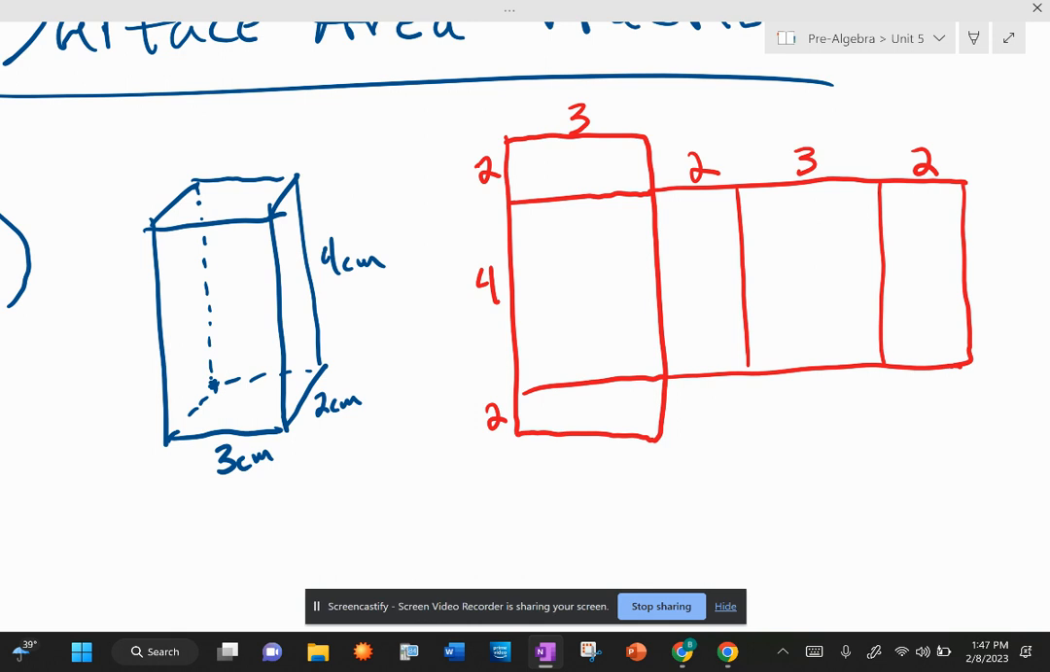Because surface area is a two-dimensional measurement of a three-dimensional shape, okay? Because we are only measuring the face, right? The outer exposed spaces of this shape. So you're going to find the area of each little box. Now, what's the area of box number 1 right here?